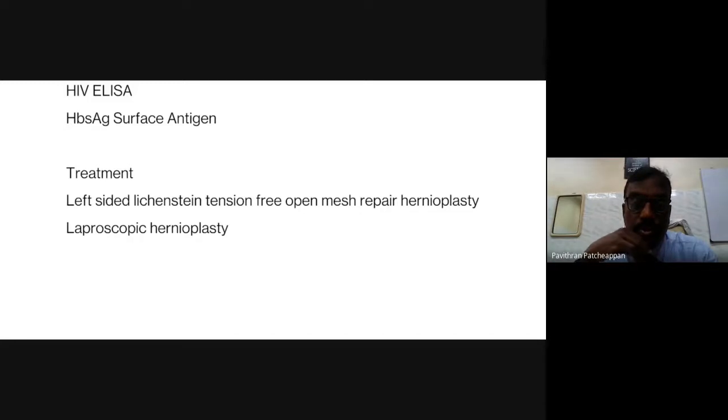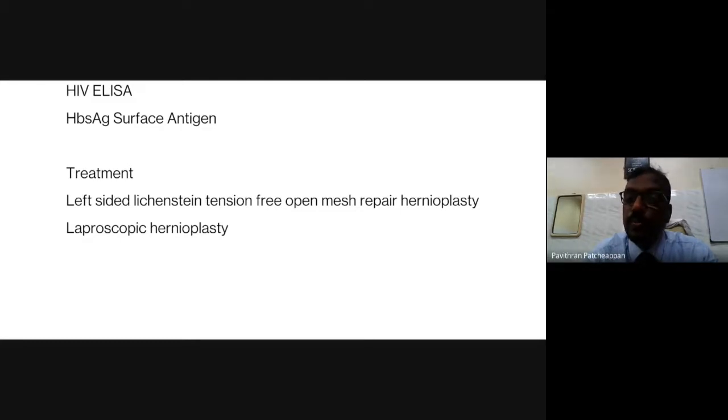You already told me, laparoscopy. What are the types of laparoscopic mesh placements available? Transabdominal preperitoneal repair, sir, and total extraperitoneal repair. One is transabdominal preperitoneal, next one is total extraperitoneal. Okay, right. So we will discuss all in detail in future classes.